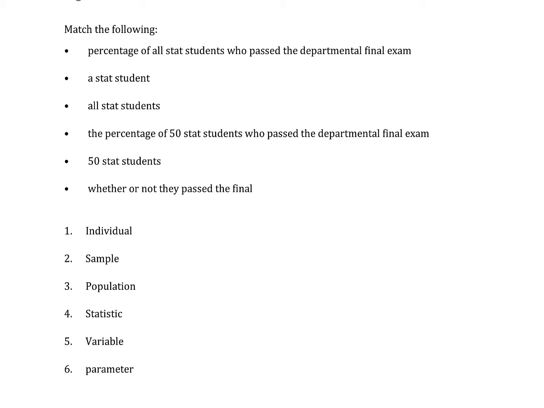Well, let's walk through the definitions. So first off, we have individual, and an individual is a single item within a study. And the one that sounds like the single item within a study is the second one here. This sounds like an individual, because that says a stat student, so just one stat student.